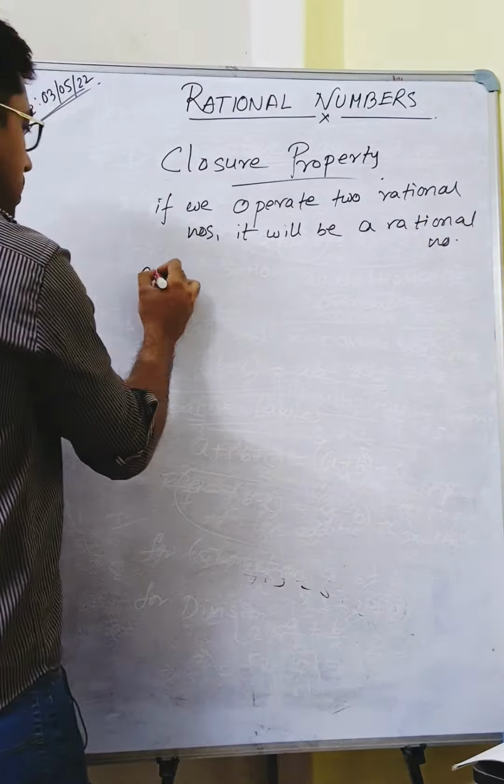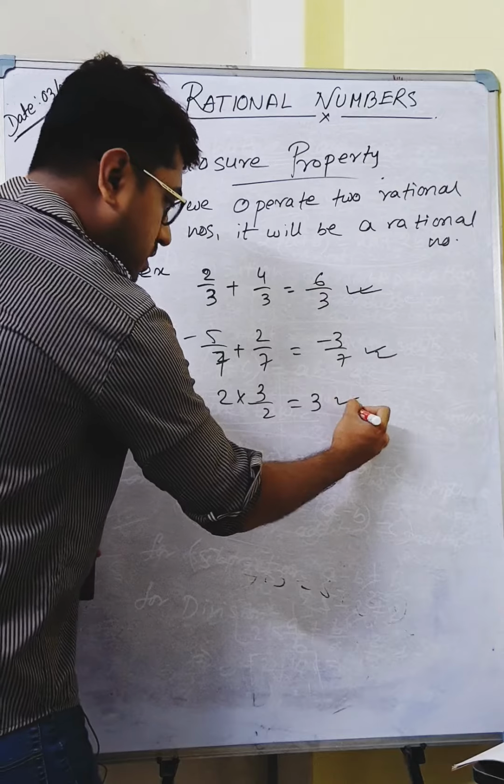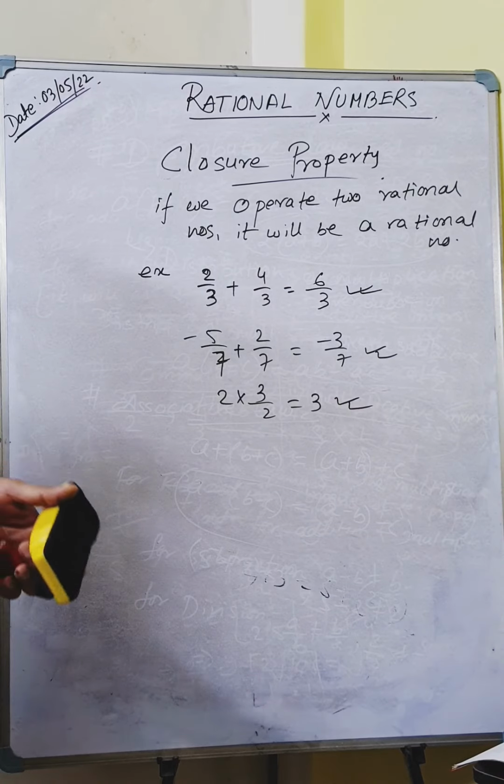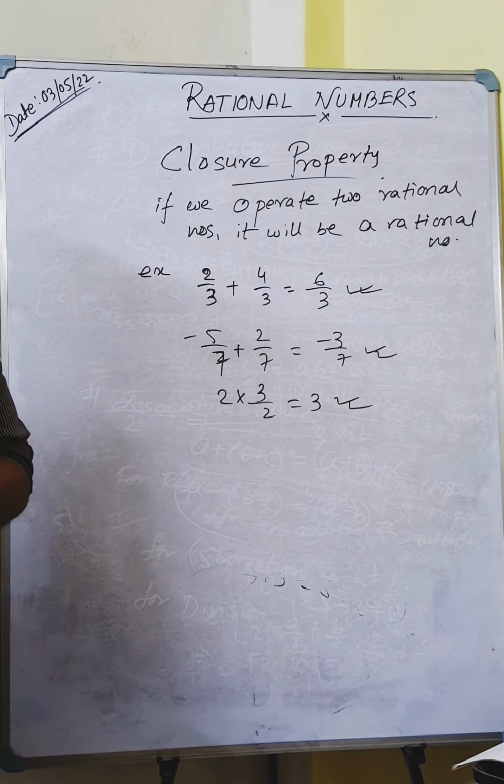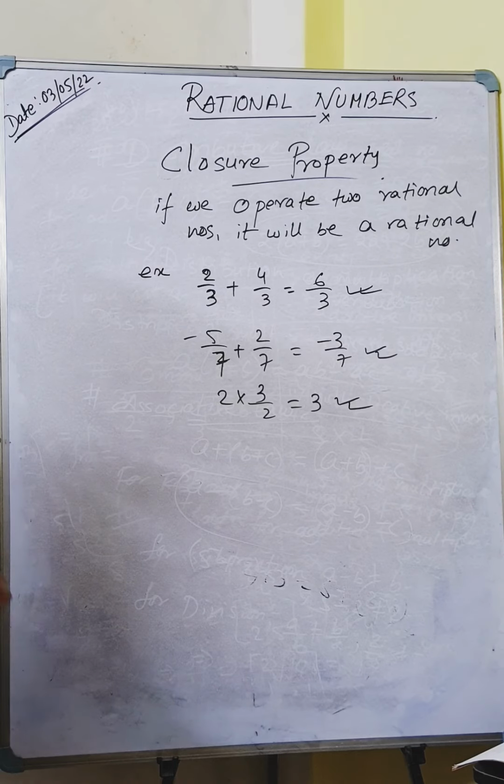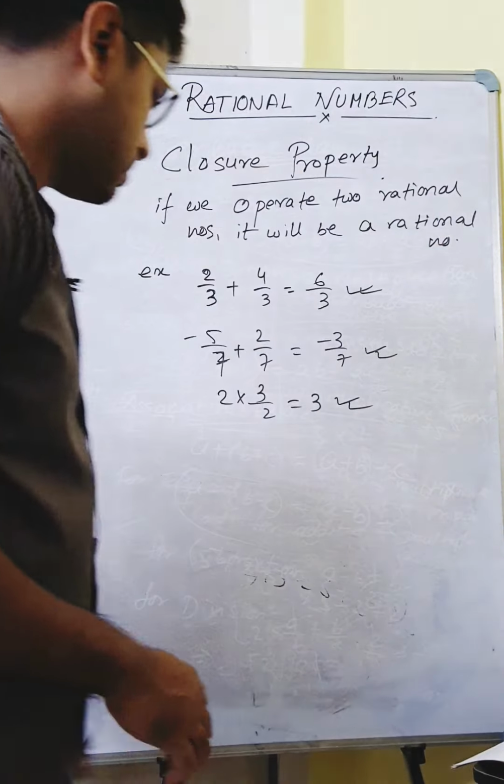For example, 2 by 3 plus 4 by 3 is equal to 6 by 3, it is a rational number. Minus 5 by 7 plus 2 by 7 is equal to minus 3 by 7, it is a rational number. Right? 2 into 3 by 2 will also be a rational number obviously. So whether we add, subtract or multiply anything, the result will always be a rational number.